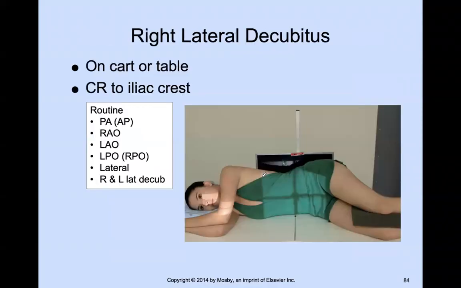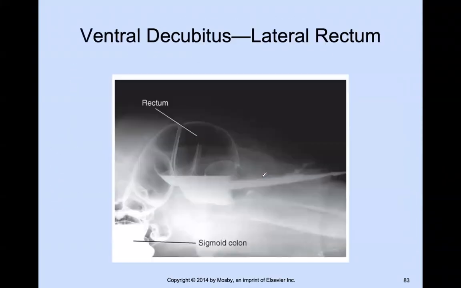The ventral decubitus, let me see if we have it. The patient is lying on their tummy and we're shooting cross table. The sacrum and coccyx are back here, the table is right here. Your patient is laying on their stomach and we're shooting horizontal, like a cross table. We're able to see the rectum. We see air fluid levels. Anytime you see air fluid levels like this, that means it's a decubitus.